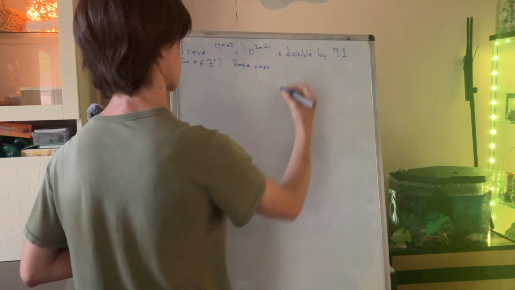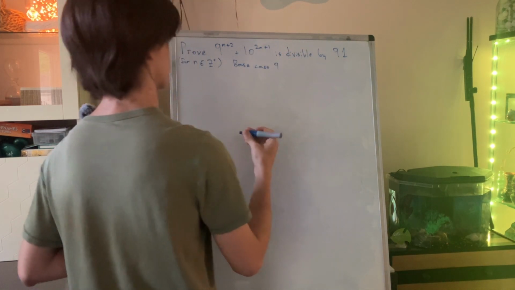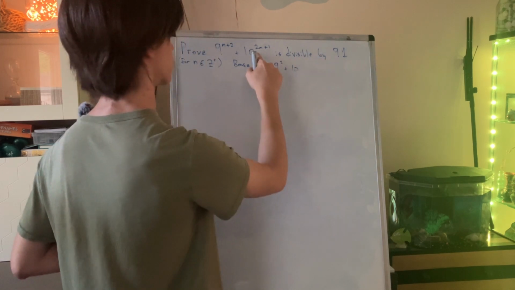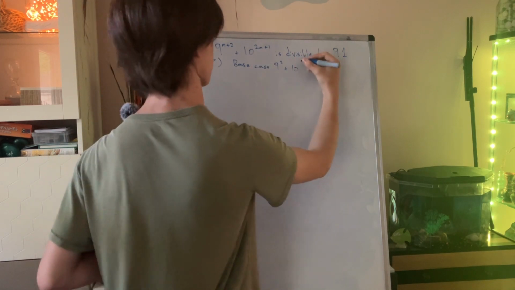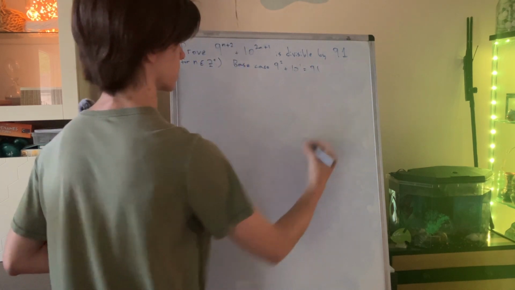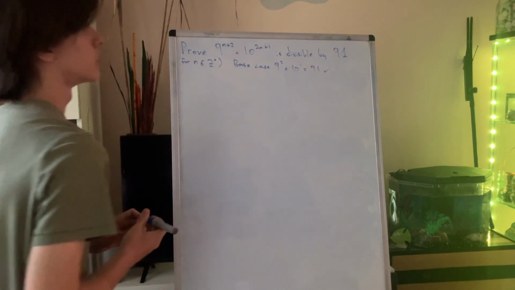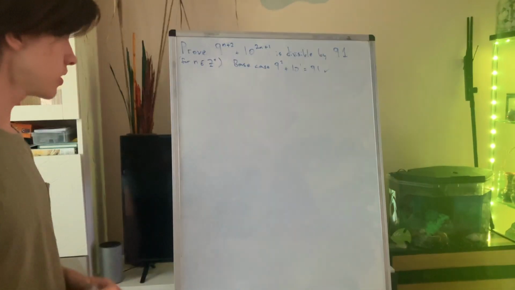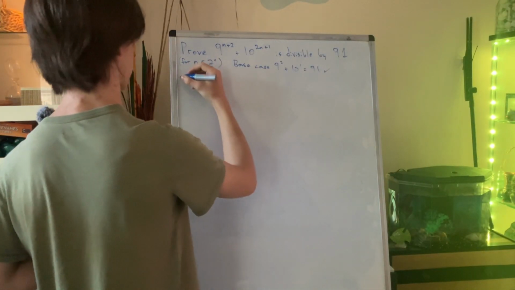Okay, so our base case is going to be 9 to the power of 2 plus 10 to the power of 2 times 0 plus 1, so just 1, and that is equal to 91, which is in fact equal to 91 times some integer. It's divisible by 91. All right, let's continue with our induction hypothesis.